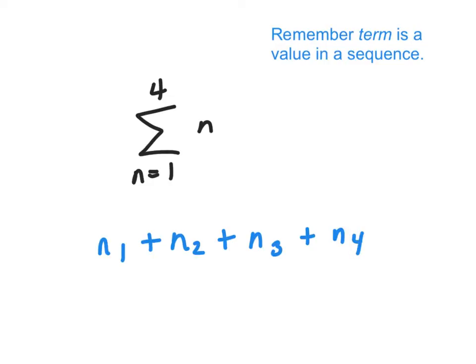For this example, the terms are very simple. Here's our first term, here's our last term, and we're adding the two terms in between. Therefore, the sum of these terms would be 10.